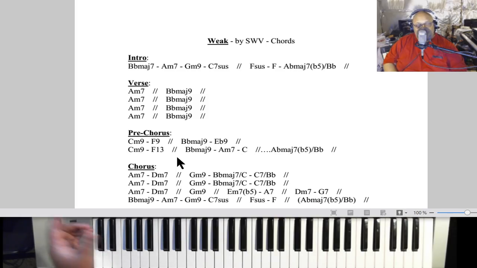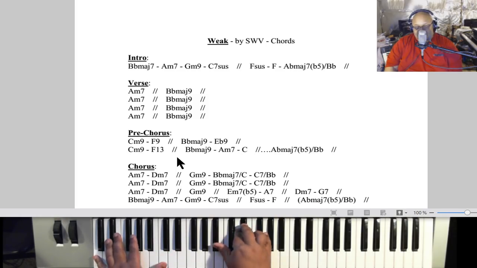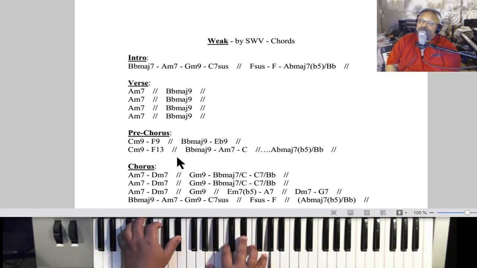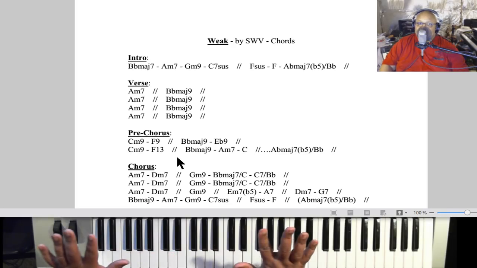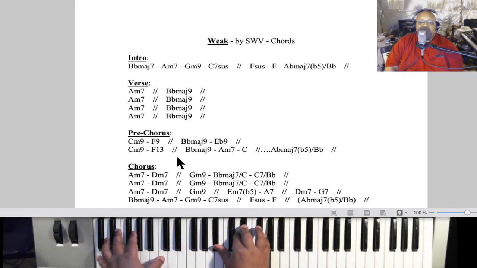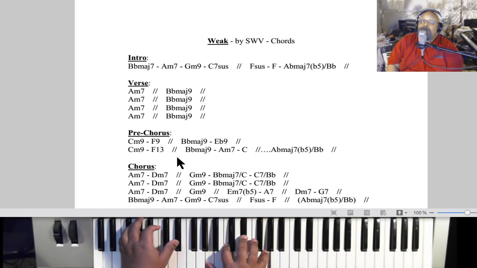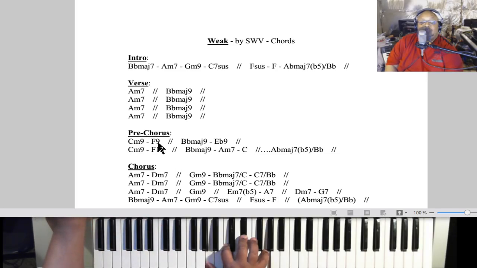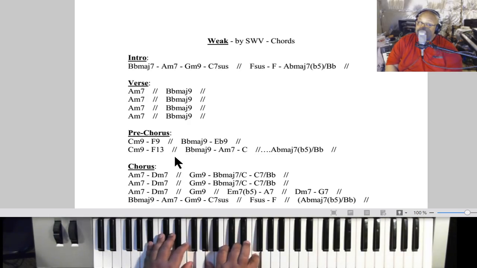But okay, so we got C minor 9 to F9, 'cause my heart starts beating triple times. See, that's that whole measure. 1, 2, 3, 4. Okay, now you have another measure. You got to divide right there. The next measure says B flat major 9 to E flat 9.